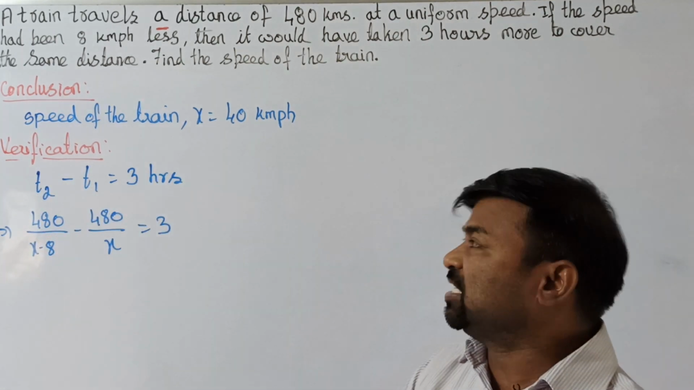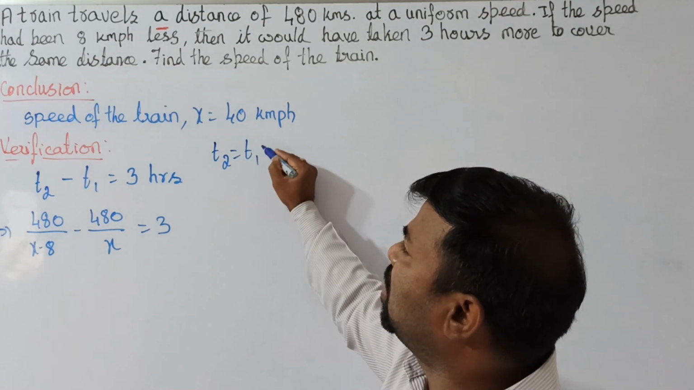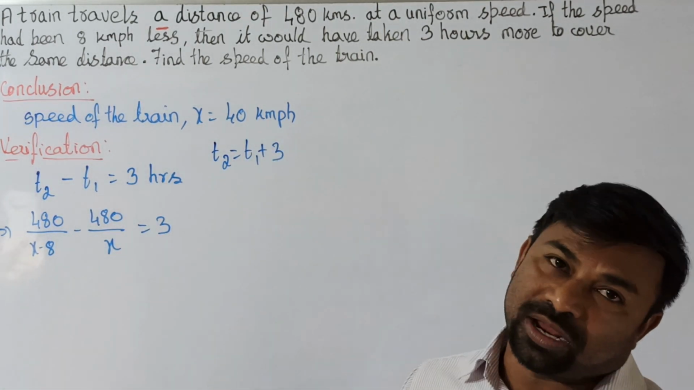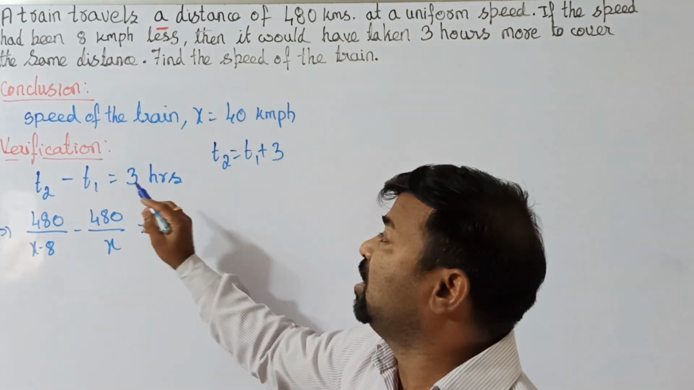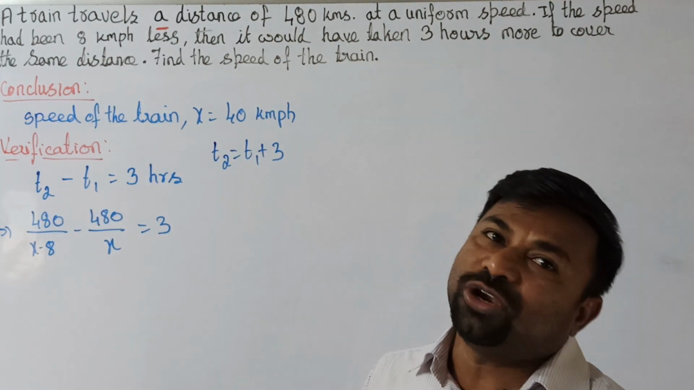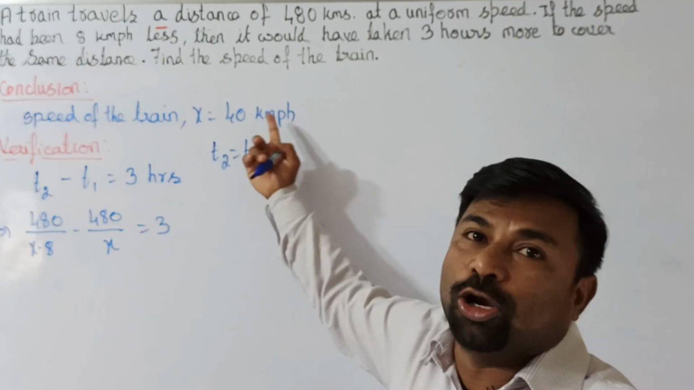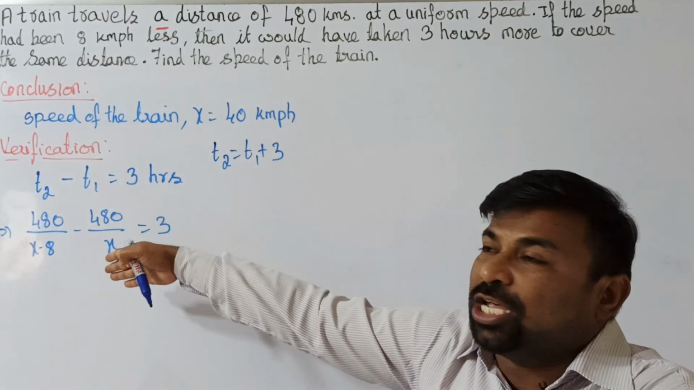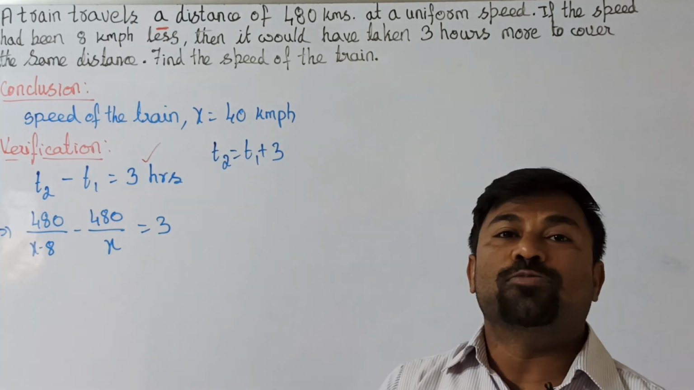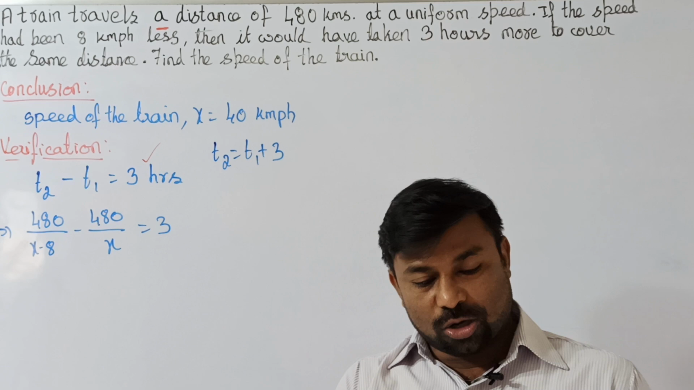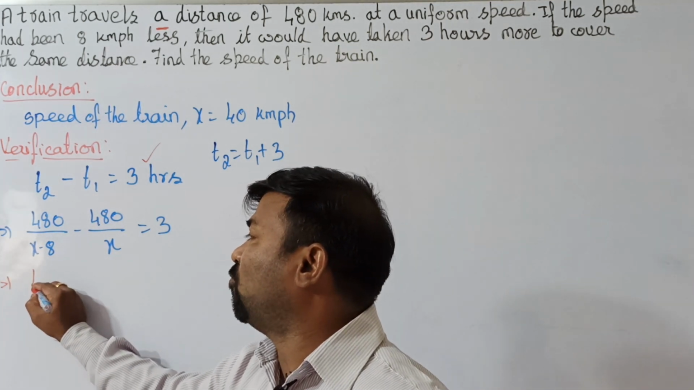T2 equals T1 plus 3. This is the relation we have. When we transpose T1 to the other side, it becomes T2 minus T1 is equal to 3 hours. Let's plug in the value we got, 40 kilometers per hour, in that relation and check whether it is 3 or not. So let's plug in there.